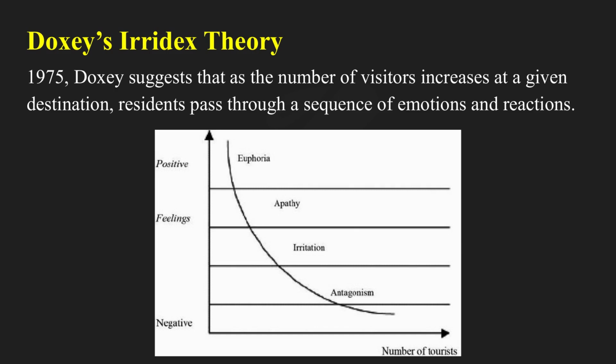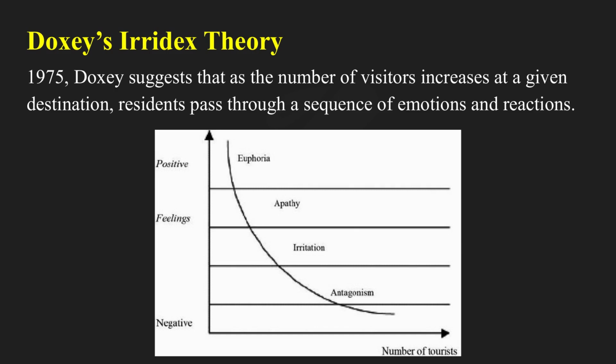Doxey's Irridex theory. Doxey's Irridex model, 1975, suggests that communities pass through a sequence of reactions as the impacts of an evolving tourism industry in their area become more pronounced and their perceptions change with experience. In simple terms, as the number of visitors increases at a given destination, residents pass through a sequence of emotions and reactions. It can be different levels of positive and negative feelings.